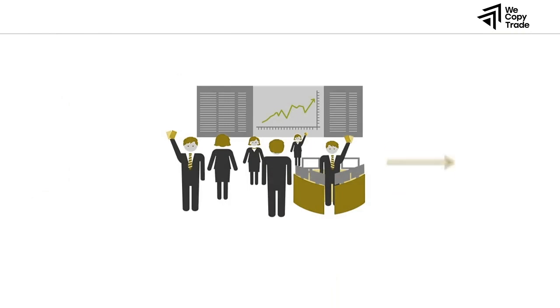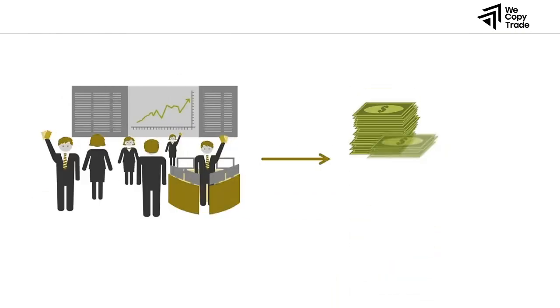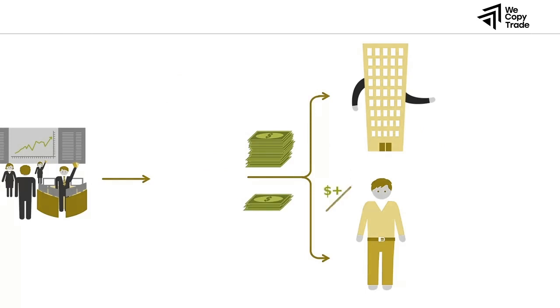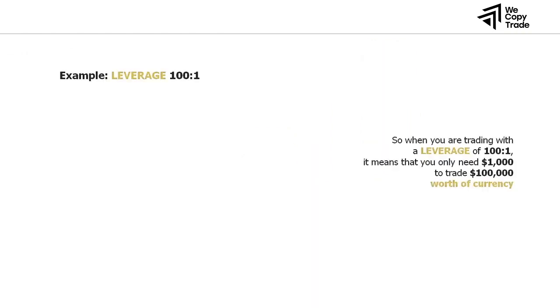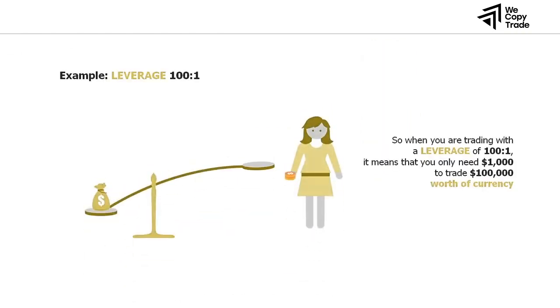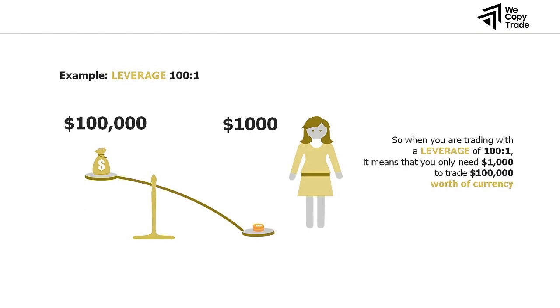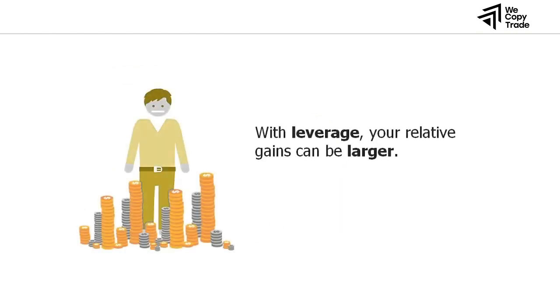When the trade is closed, the profit or loss that has been made will be added or taken away from the trader's account, and the money borrowed is then effectively returned back to the broker. So when you are trading with a leverage of 100 to 1, it means that you only need $1,000 to trade $100,000 worth of currency. This will amplify gains from the trade. However, using leverage will also amplify losses.